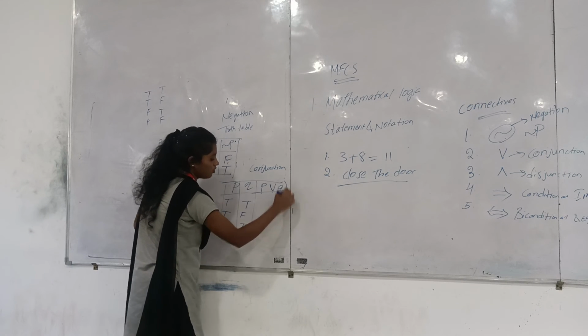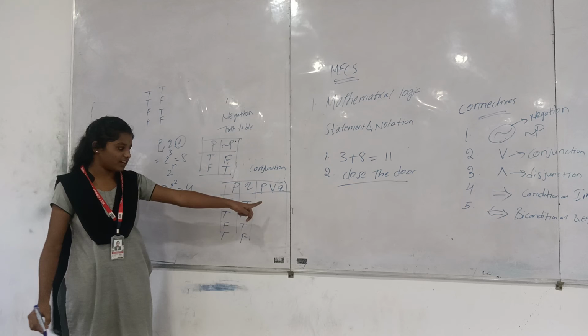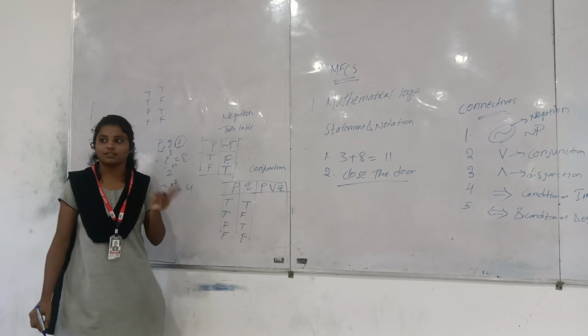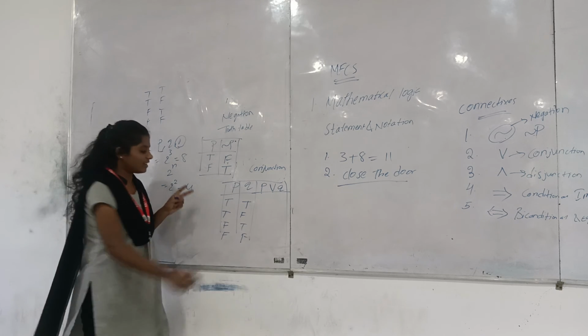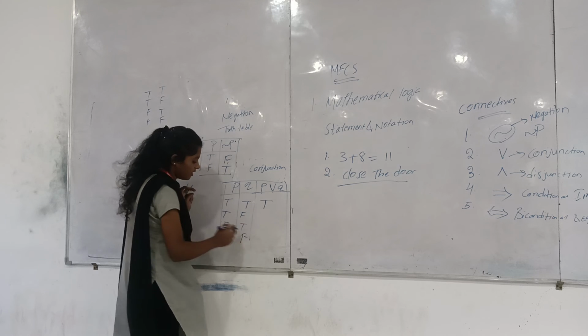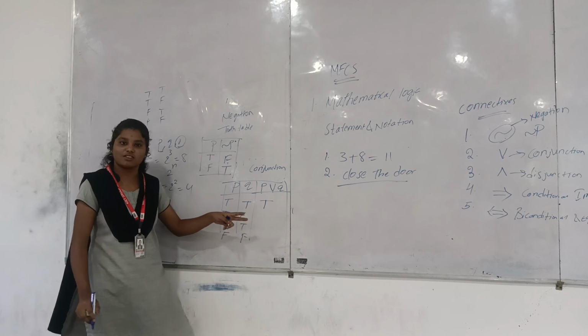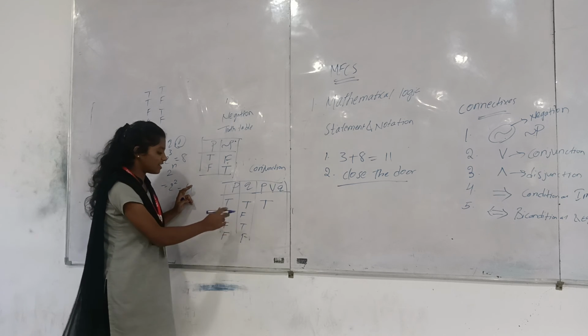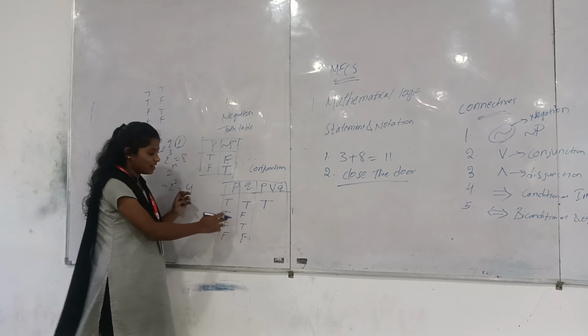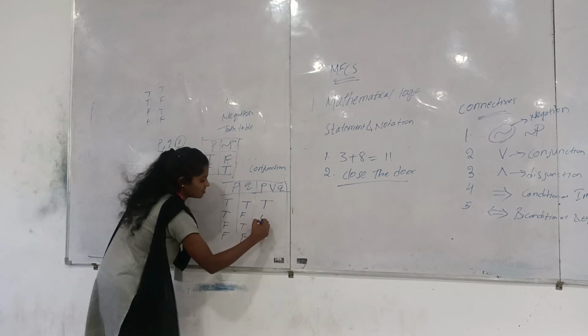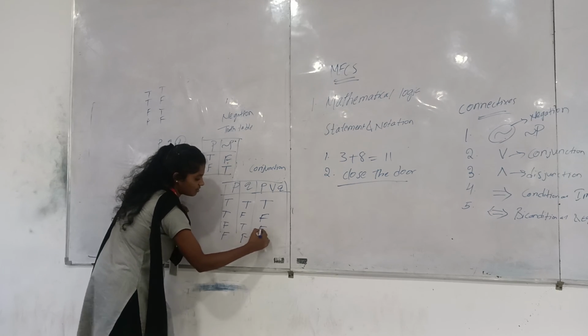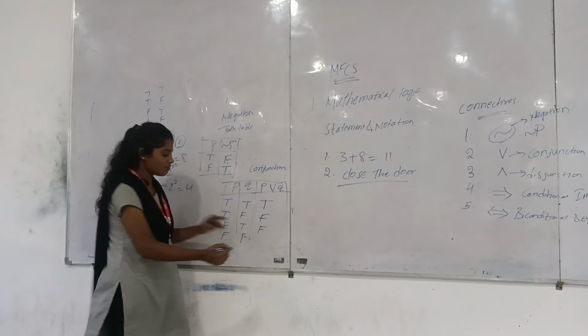And Q. We already know the AND operation. If both values are true, then it becomes true. If one of them is false, it becomes false only. Why? Because if there is any false, it will accept only false. And here also, false and false is also false.